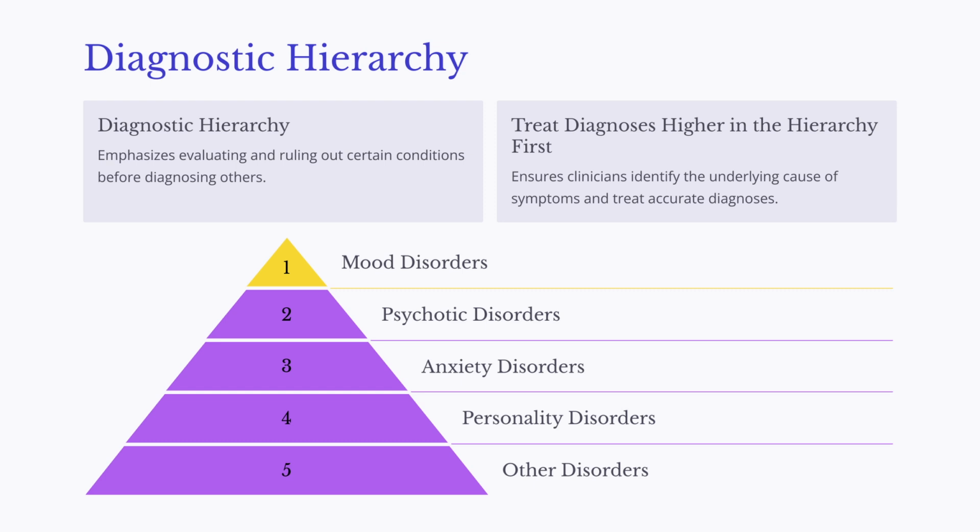By ruling out higher priority conditions, you reduce the risk of misdiagnosing a secondary disorder that may be a manifestation of a more primary condition. And by identifying the primary disorder, it ensures that treatment targets the cause of the symptoms. As we can see, in the diagnostic hierarchy of psychiatric disorders, first is mood disorders, then psychotic disorders, then anxiety disorders, then personality disorders, and then other disorders like ADHD, eating disorders, conversion disorders, dissociative disorders, or sexual disorders.